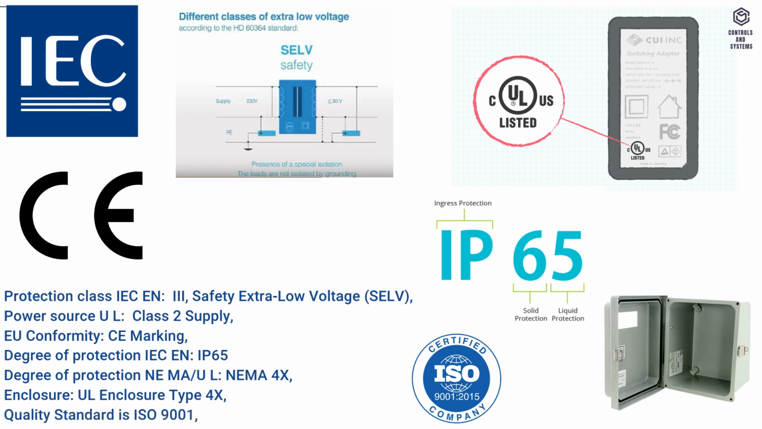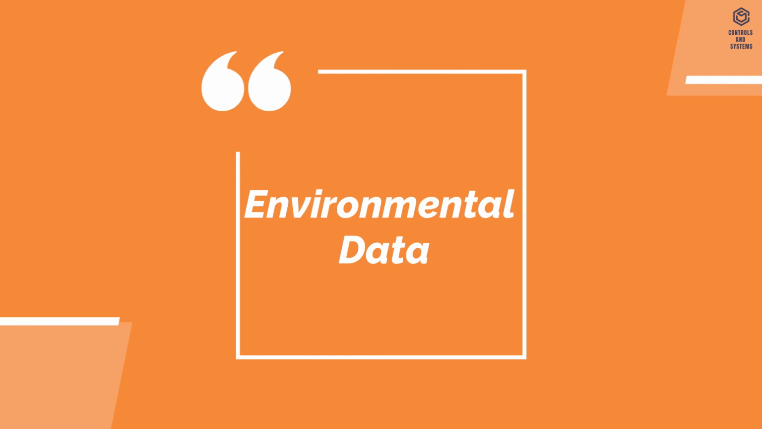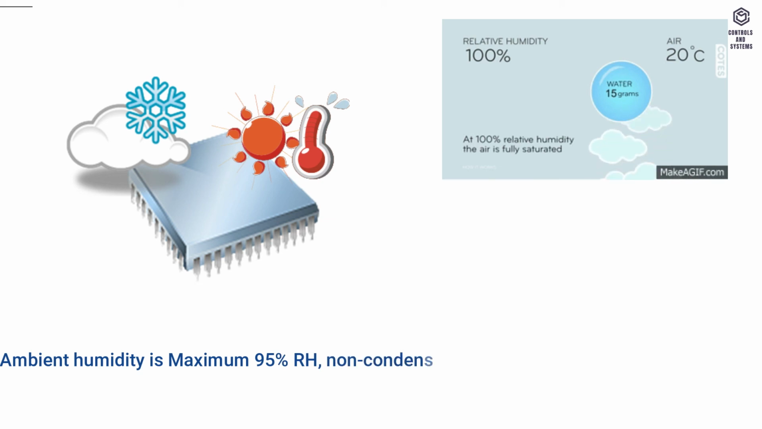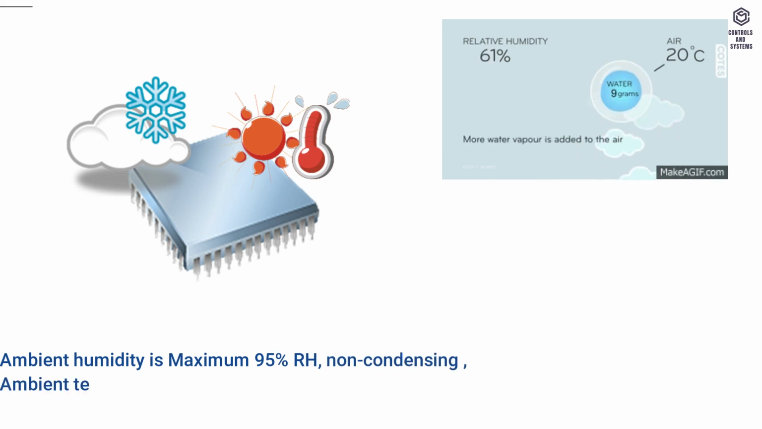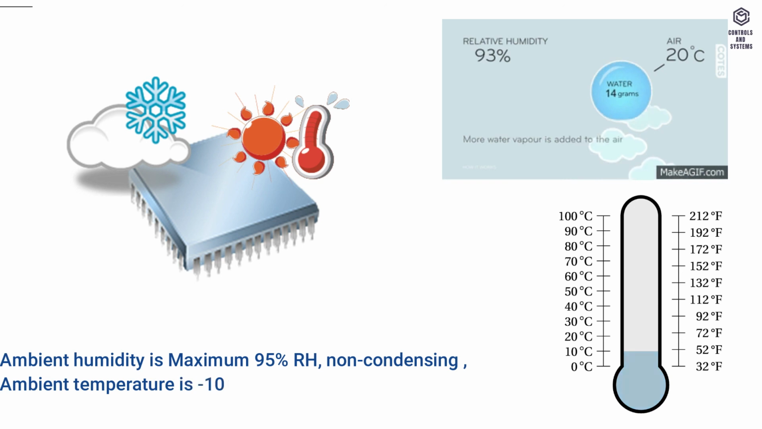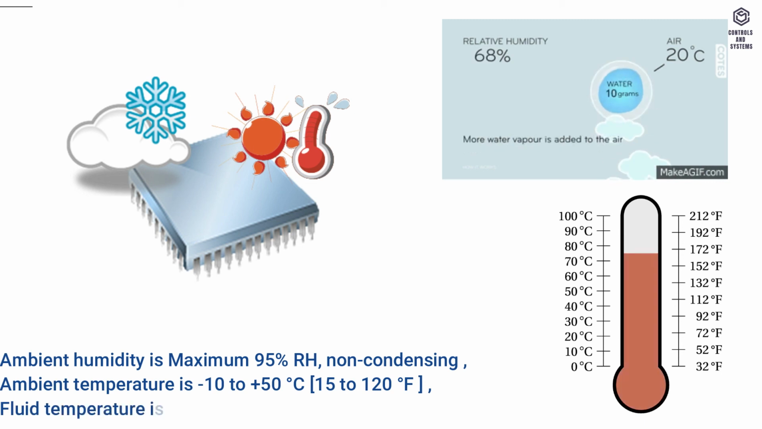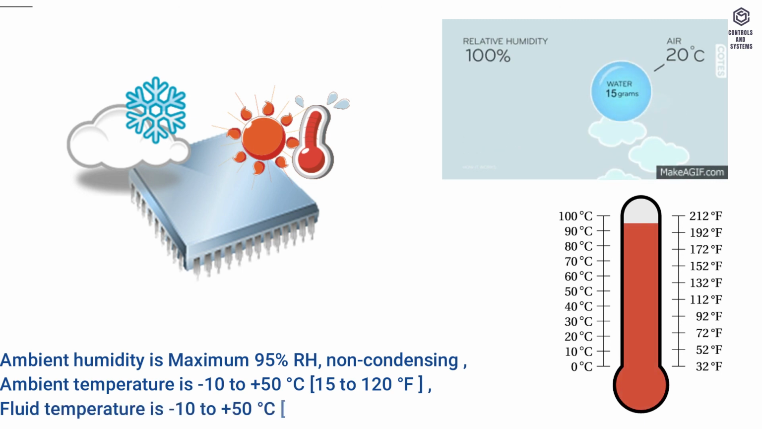ISO 9001, environmental data. Ambient humidity is maximum 95% RH, non-condensing. Ambient temperature is -10 to +50 degrees Celsius, 15 to 120 degrees Fahrenheit. Fluid temperature is -10 to +50 degrees Celsius, 15 to 120 degrees Fahrenheit.